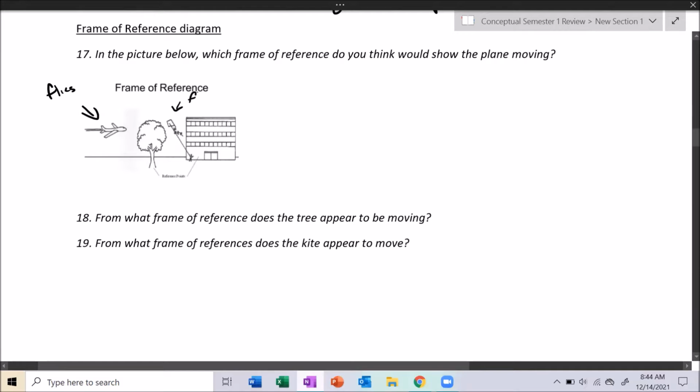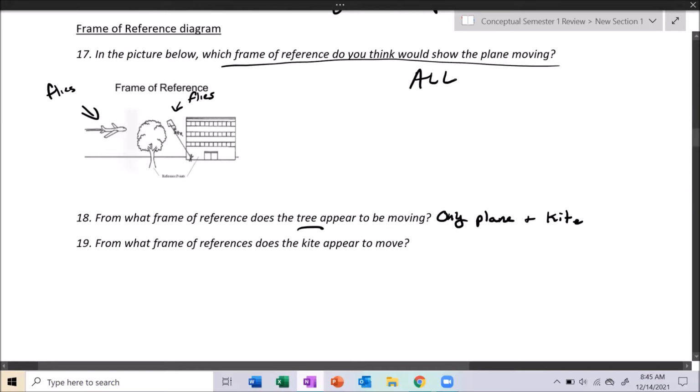Now the diagram below, for questions 17, 18, 19, is very helpful. You've got a plane that's moving and you've got a kite that's moving. Nothing else is moving. The guy is standing still, the building's still, the tree is still. So in number 17, it says, which frame of reference would show the plane moving? Well, according to all of those other frames of reference, the plane does look like it's moving. So anything but the plane would make it look like it's moving. All of them would make it look like the plane is moving. The tree would think the plane is moving.